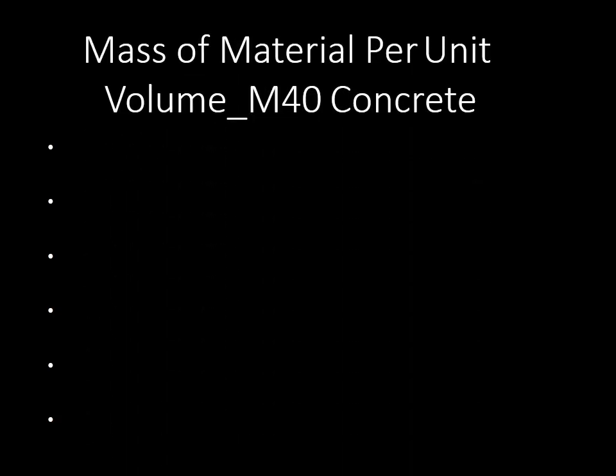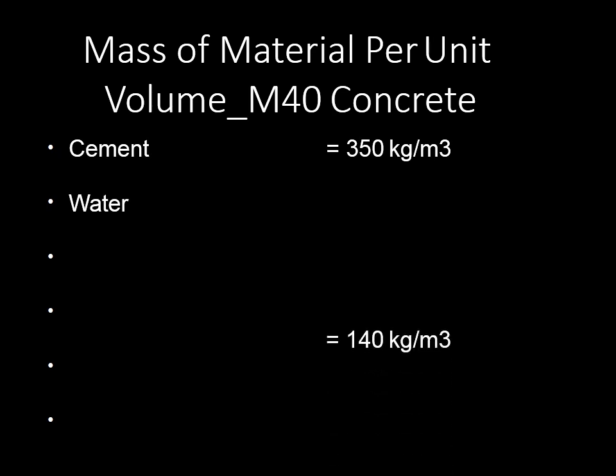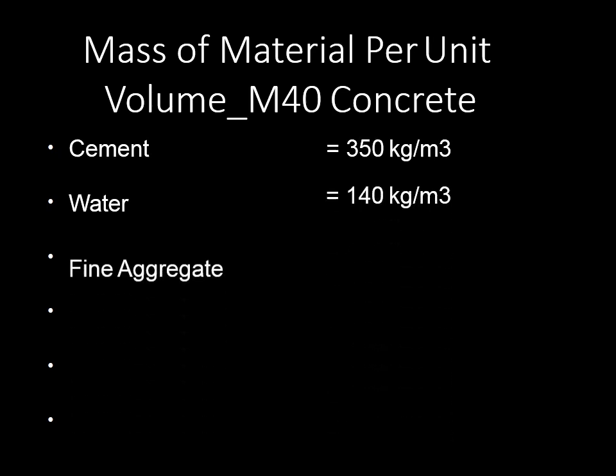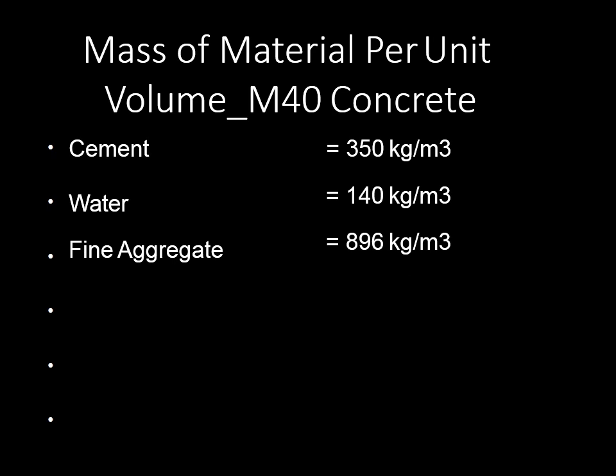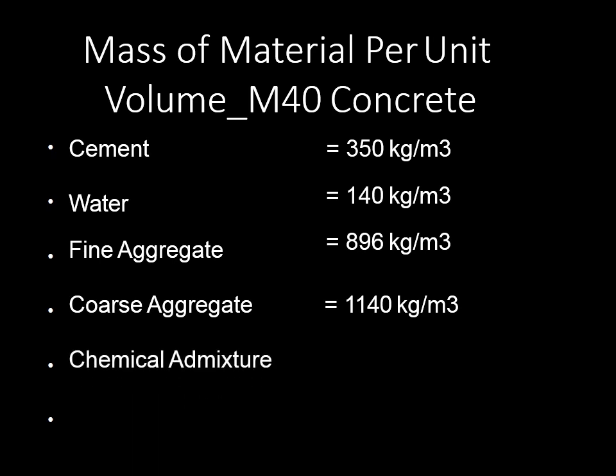Now what we are getting is the mass of material per unit volume of M40 concrete. Cement is 350 kg per cubic meter. Water is 140 kg per cubic meter. Fine aggregate is 896 kg per cubic meter. Coarse aggregate is 1140 kg per cubic meter. Chemical admixture is 7 kg per cubic meter. Water cement ratio is 0.40. All this calculation has been derived from the previously explained steps.